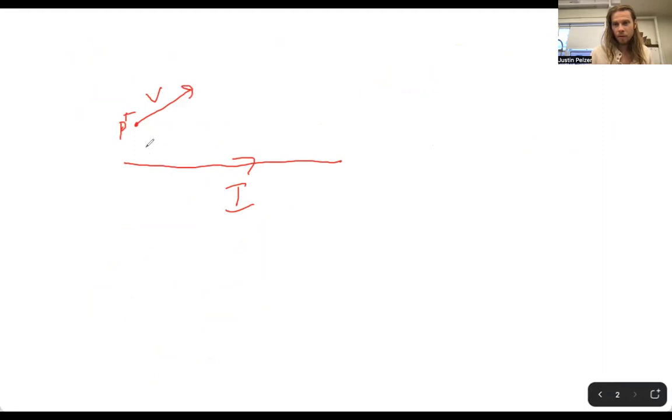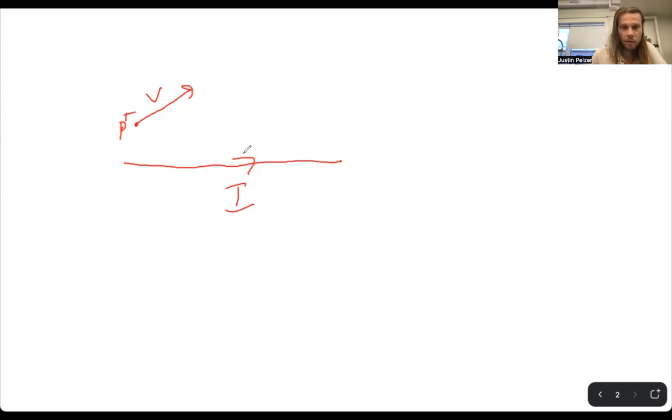Now, let's say that I have something like this. Let's say I have a wire, right? And I have a current going like this, and I have a proton going at some angle. And I just realized that this is not the example that I want, but I'm going to roll with it anyway.